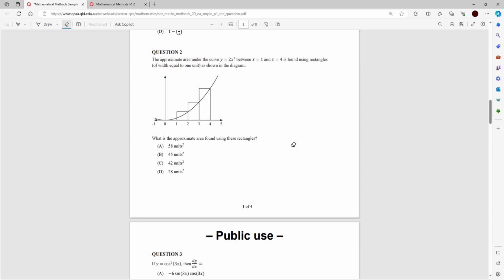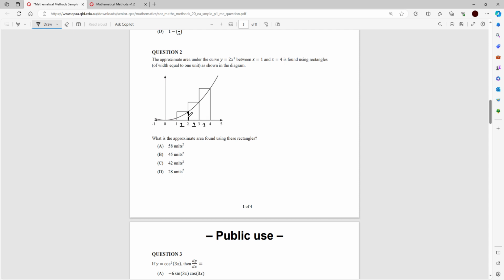The approximate area under the curve y equals 2x squared between x equals 1 and x equals 4 can be found using rectangles of width equal to 1 unit, as shown in the diagram. So we're approximating the area by finding the area of these rectangles and adding them up. This is pretty easy because their widths are just 1. They all have a width of 1. We just need to find their heights.